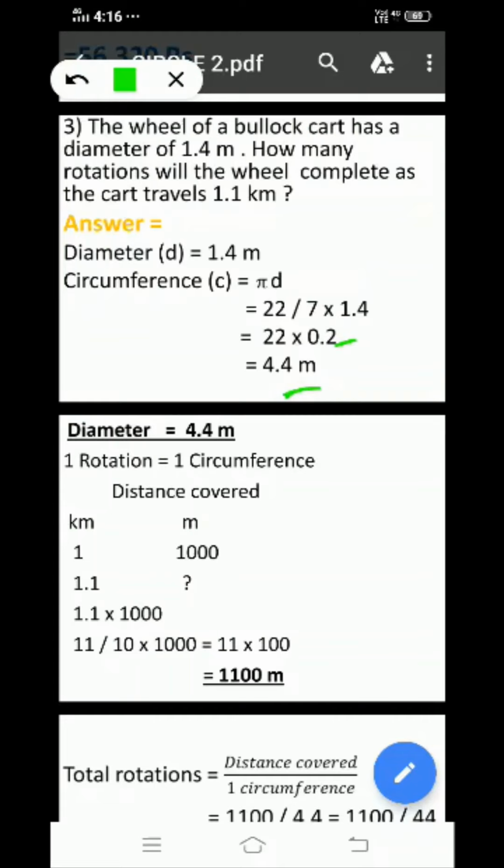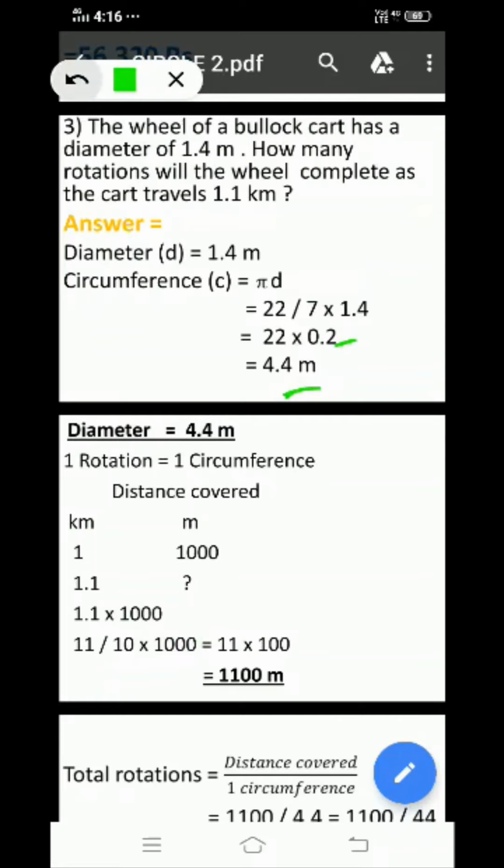1.1 multiplied by 1000. See here, 1.1 can be written as 11 upon 10, because if you remove the decimal point, the denominator will be 10. This 0 and this 0 will be cut, and the answer will be 1100 meter. 1100 meter. Okay.